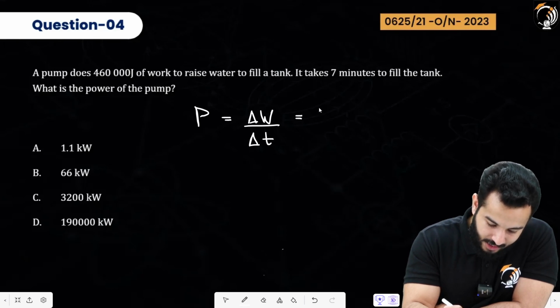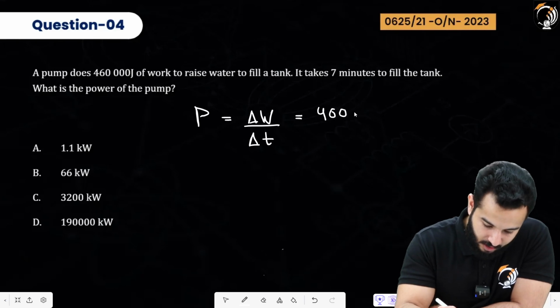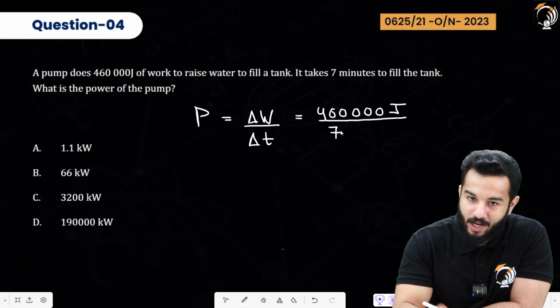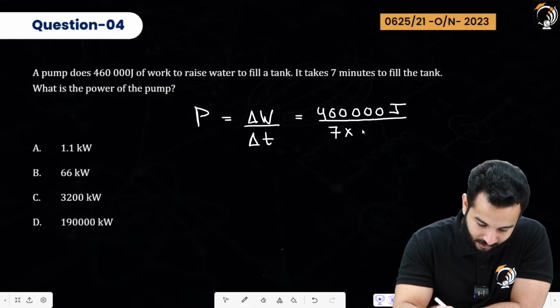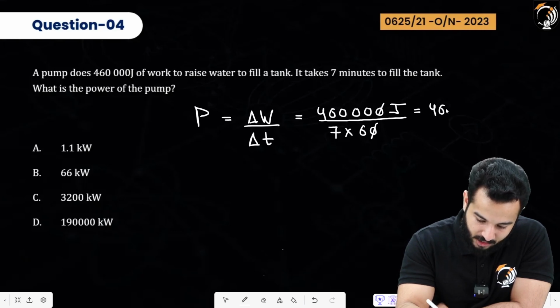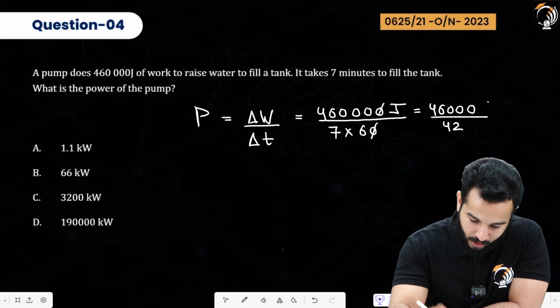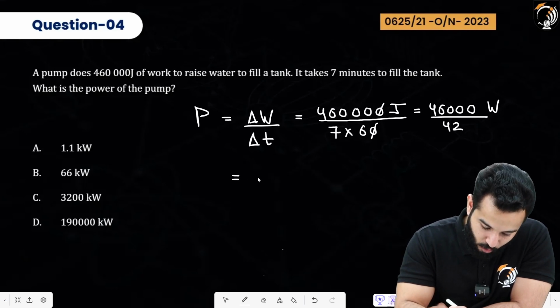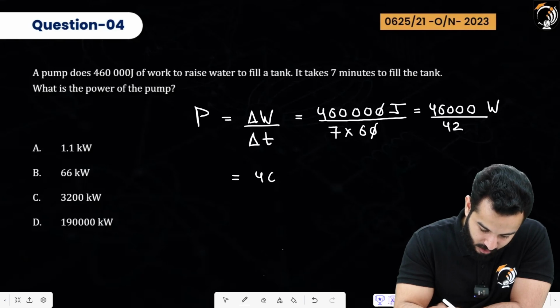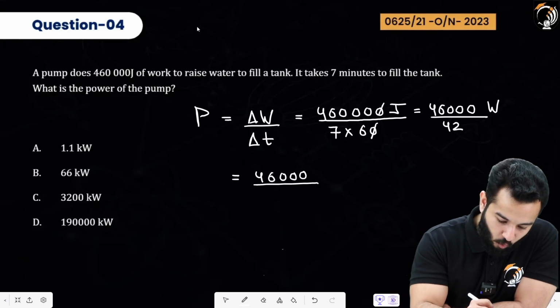So the work done is 460,000 joules divided by 7 minutes. We have to write everything in SI units. So 7 minutes is going to be converted into seconds, right? So this is going to be actually 46,000 divided by 42, and the answer is going to be in watt. And if you want to convert it into kilowatt, because I can see all of the answers are in kilowatt, we know that 1 kilowatt can be written as 1000 watts.